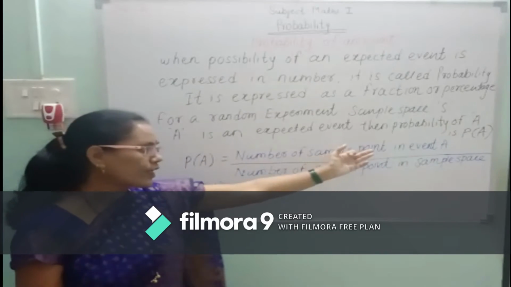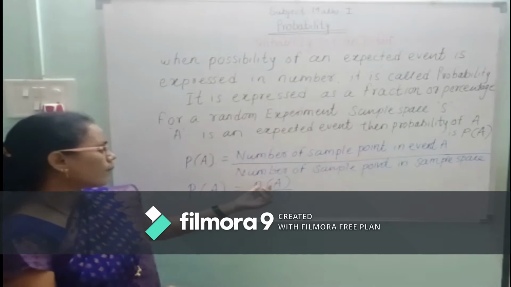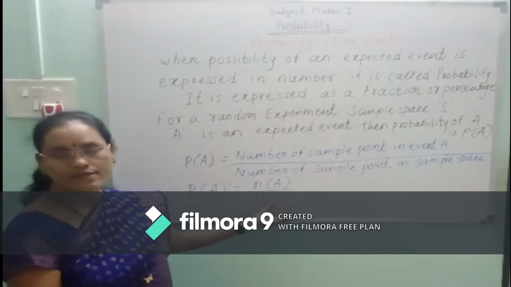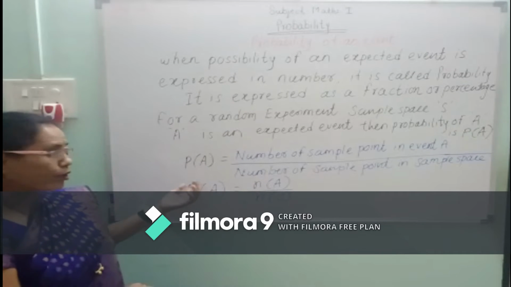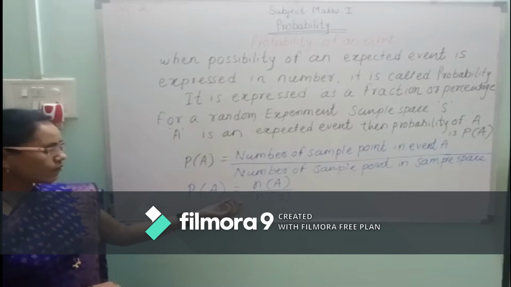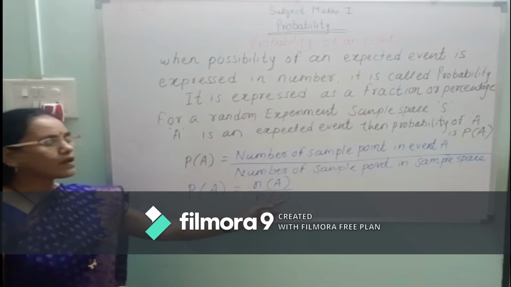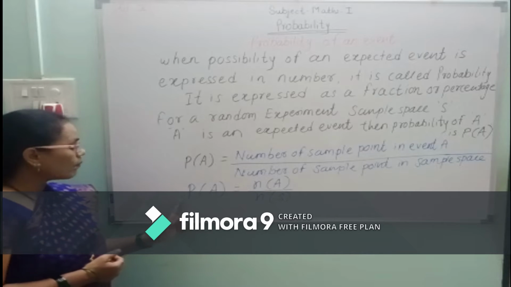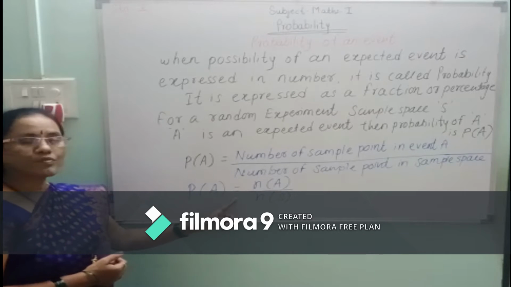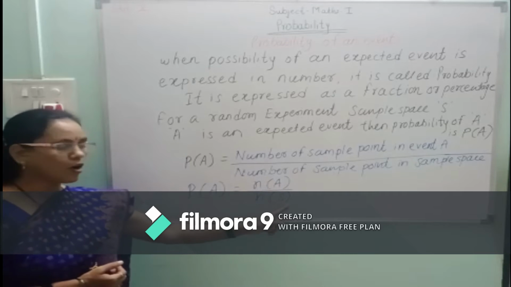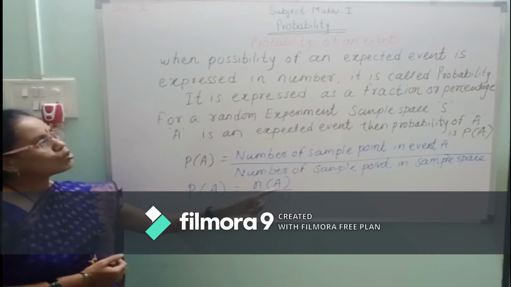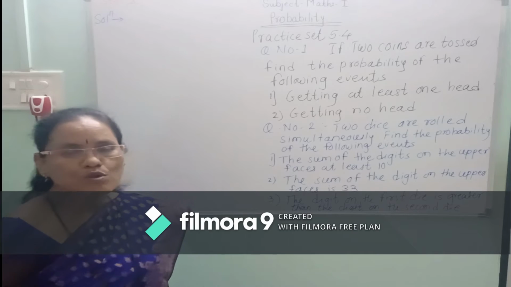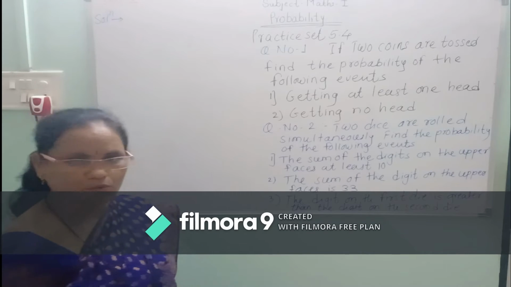The number of sample points in an event is denoted by n(A), and the number of sample points in the sample space is denoted by n(S). Now we get the formula: probability of event A is equal to n(A) divided by n(S). Similarly, the probability of event B is equal to n(B) divided by n(S). So we solve practice set 5.4.